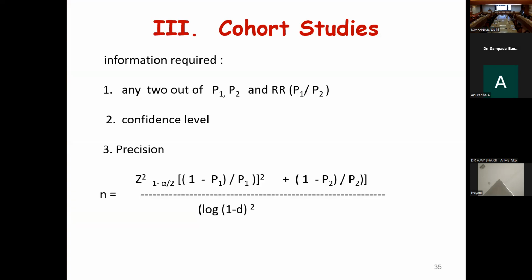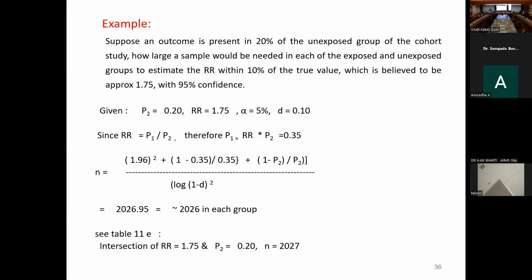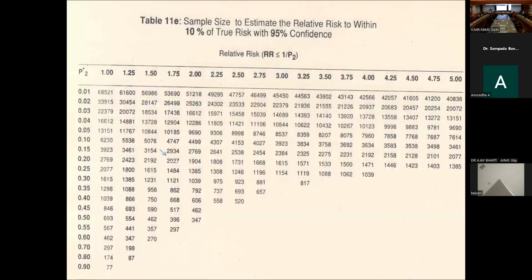Cohort study. What would be the input in a cohort study? Relative risk and precision. Again, this is a formula, go next. This is an example, read the example. Here it is 2026, there you get 2027, go to the table, there is a table next, right? This calculation is not a problem.